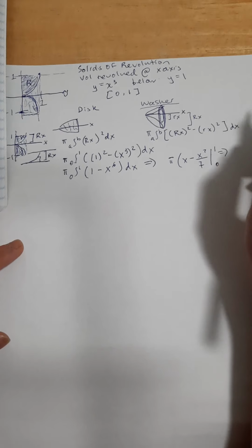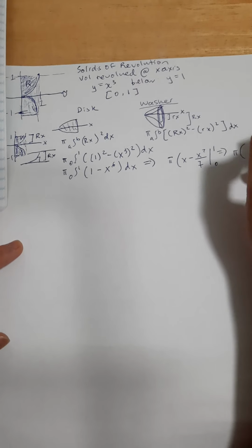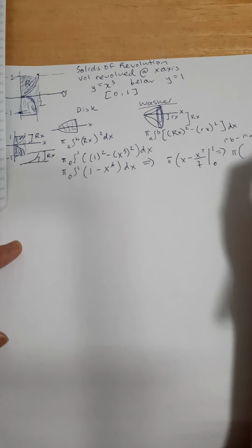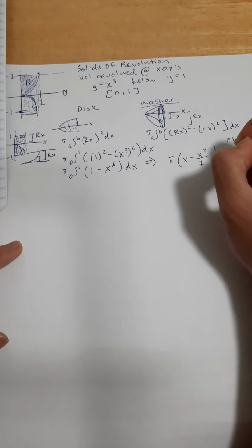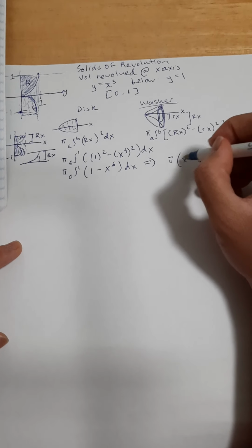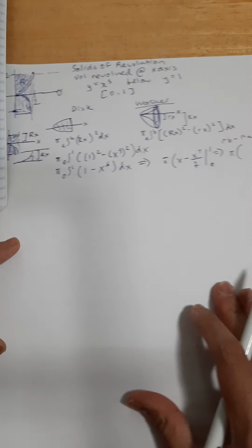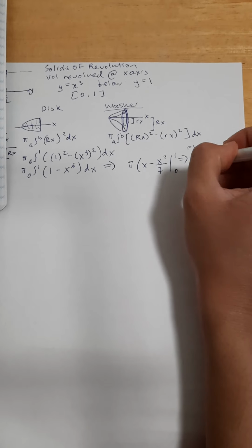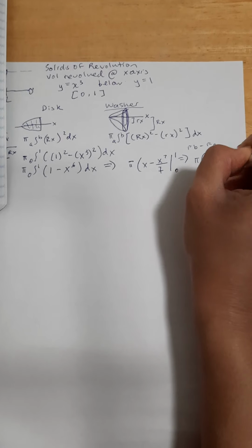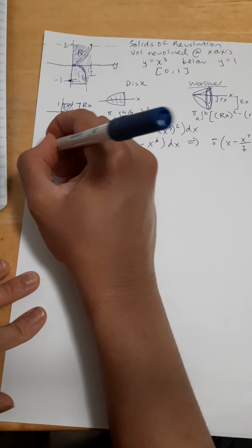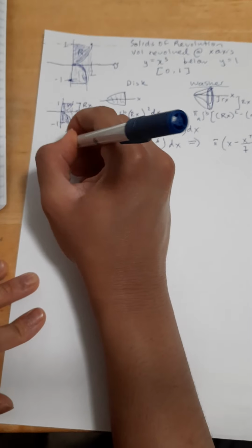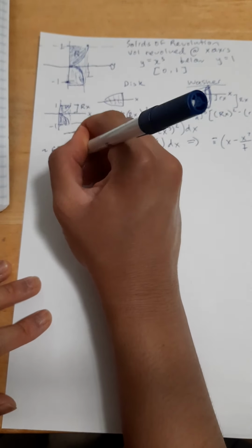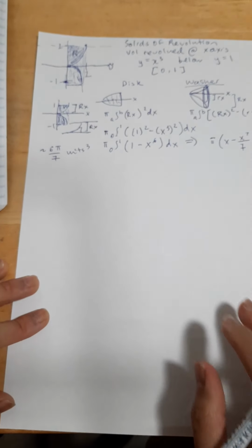This becomes pi times, remember it's F(b) minus F(a). F(a) is going to be 0 because there are x's everywhere. So now we just need to worry about our F(b), and we're going to get 1 minus 1/7. That's going to equal 6 pi over 7, and that's going to be units cubed, because it's volume.